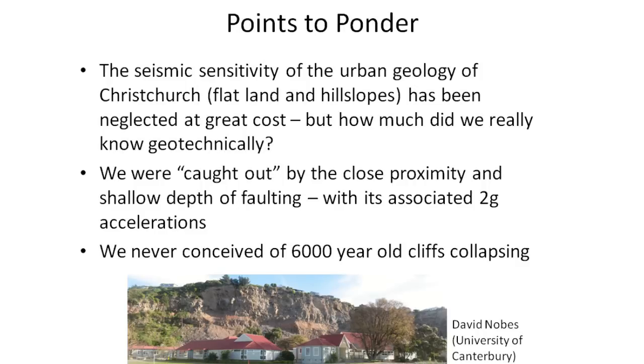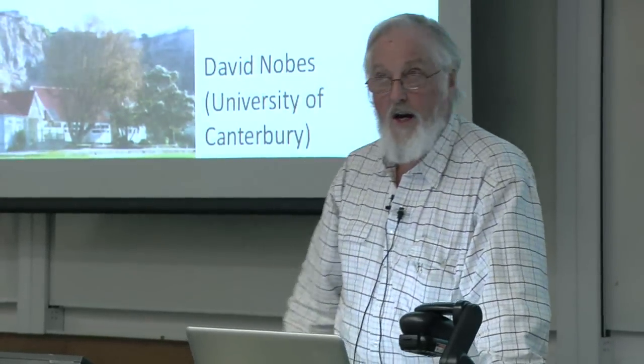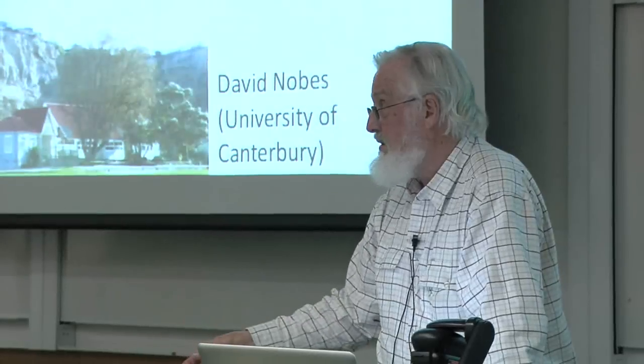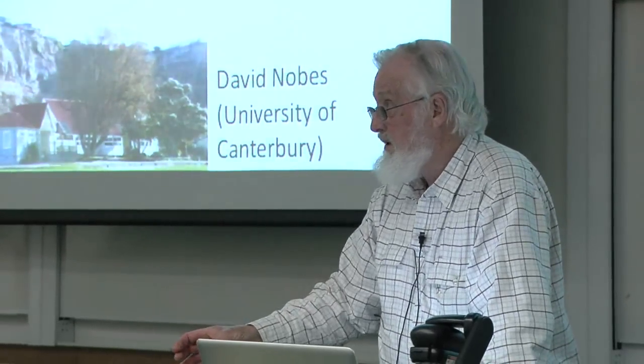How much did we really know geotechnically? Not nearly enough. But then would we have done anything differently? I'm not sure. So we were caught out by the close proximity and the shallow depth of faulting and with the 2G accelerations, because that's not something in the textbook. The codes are looking at 0.5G, maybe a little bit more, depending on the circumstance. Not 4 times that figure. And we certainly looked at cliffs which had sea stacks at their base, and we said, that's fine, that's stable. They weren't. They've fallen down.